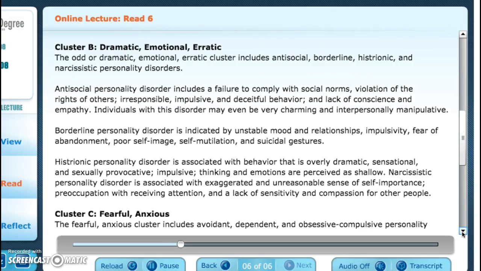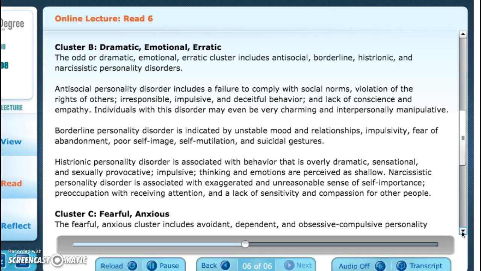Cluster B, dramatic, emotional, erratic. The dramatic, emotional, erratic cluster includes antisocial, borderline, histrionic, and narcissistic personality disorders. Antisocial personality disorder includes a failure to comply with social norms, violation of the rights of others, irresponsible, impulsive, and deceitful behavior, and lack of conscience and empathy. Individuals with this disorder may even be very charming and interpersonally manipulative.